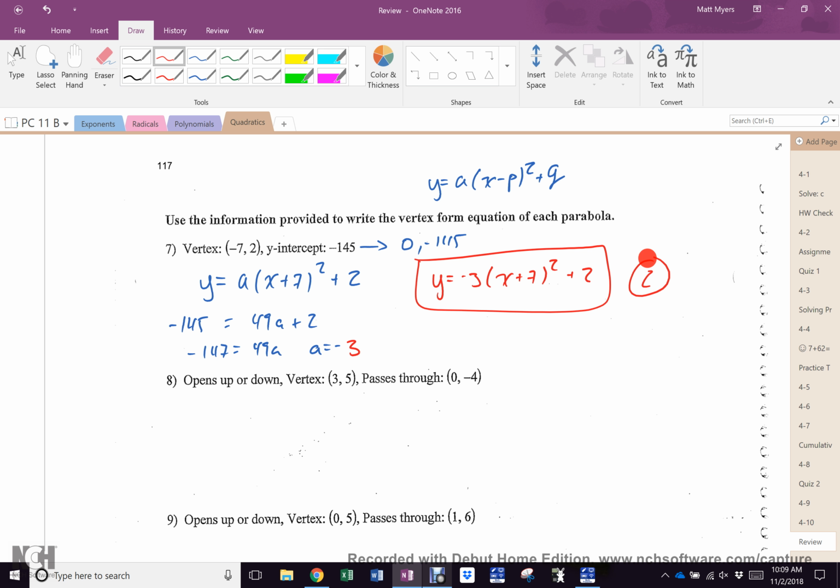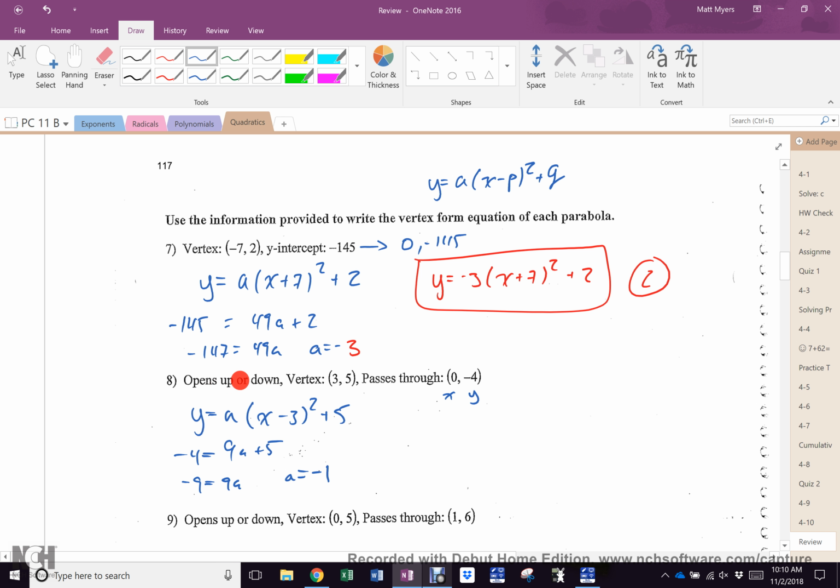Do I know the vertex? Yeah. Sure I do. y equals a(x minus 3) squared plus 5. What do I know there? x equals 0, and y. Go back here and plug it in. Negative 4 equals a times negative 3 squared, which is 9, 9a plus 5. Minus 5. Negative 9 equals 9a. a equals negative 1.